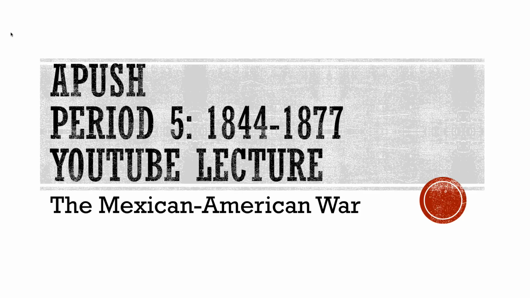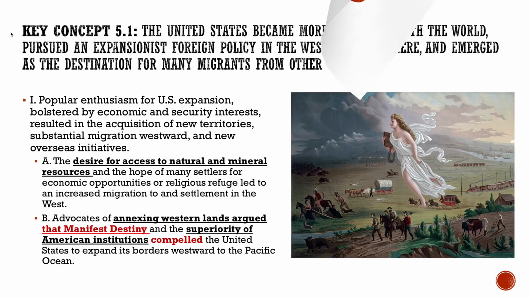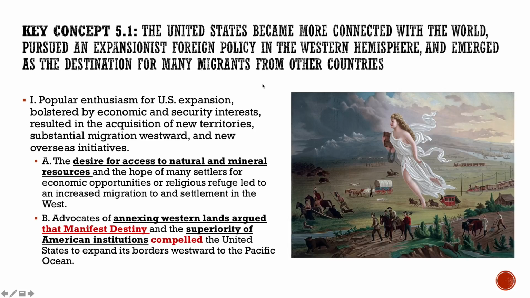So get out your key concepts for period 5, because we're going to get right into it. Now, period 5 tells us right here in 5.1, the United States became more connected with the world, right? The United States is starting to get closer towards a world influence. We're still kind of an agrarian experiment, but we're starting to get into this expansionist thought. We're getting more involved in a little bit of foreign policy. We're still isolationist, but there are some loopholes that we're starting to find at this time period.